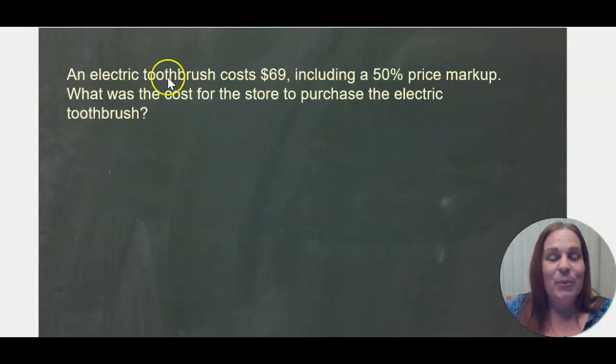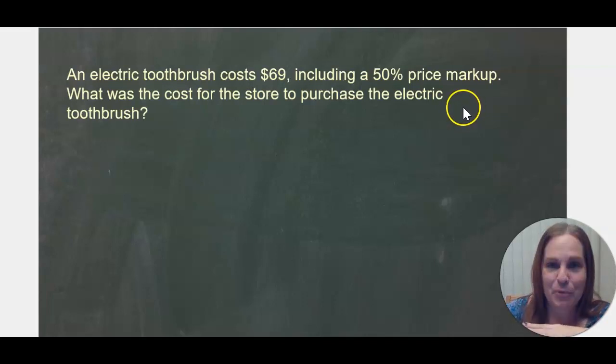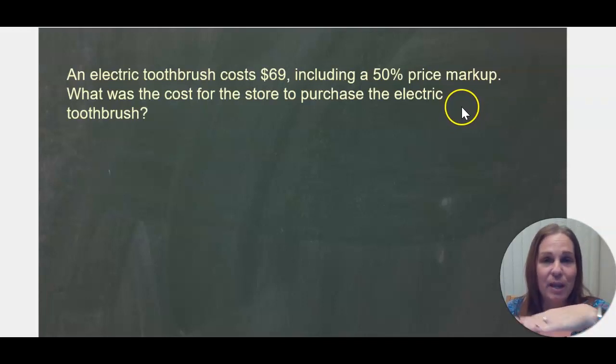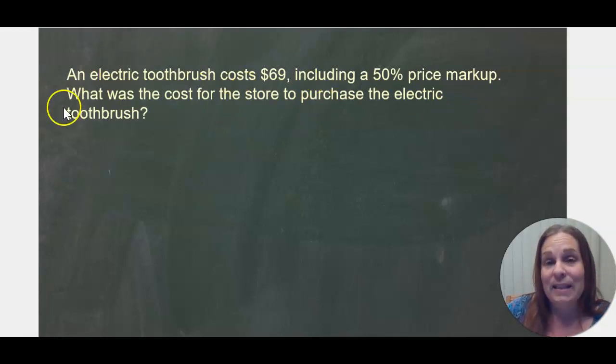For this one, we have an electric toothbrush that costs $69, and that includes a 50% price markup. Just for reference, when you buy something at full price, you are paying 100% of the price, right? There's no discount, there's no markup, you're paying the full price. You are paying 100%. In this situation, it says it includes a 50% markup.